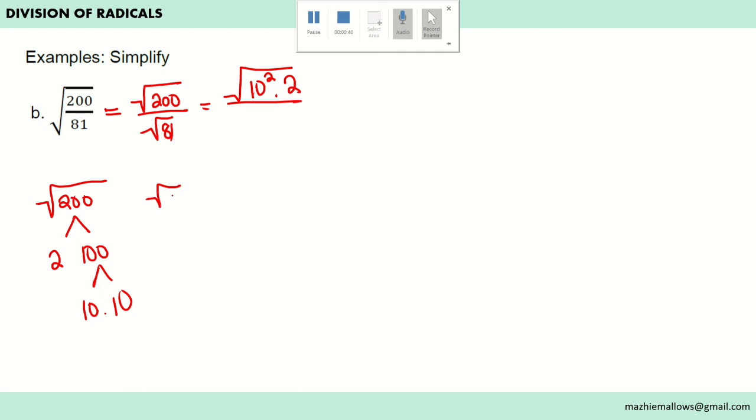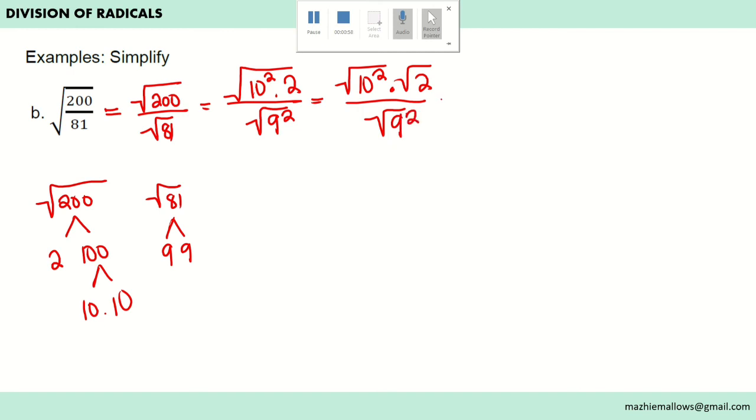All over, si 81 naman, that is simply 9 times 9. So, that is square root of 9 squared. So, gamitan ulit natin ang product rule for radicals. So, that's square root of 10 squared times square root of 2 all over square root of 9 squared. And ang property na ginamit natin, dahil parehas ang index at ang power, so we can cancel them out. Ang sagot na natin ay 10 square root of 2 all over 9. And this is now the simplified form of square root of 200 all over 81.